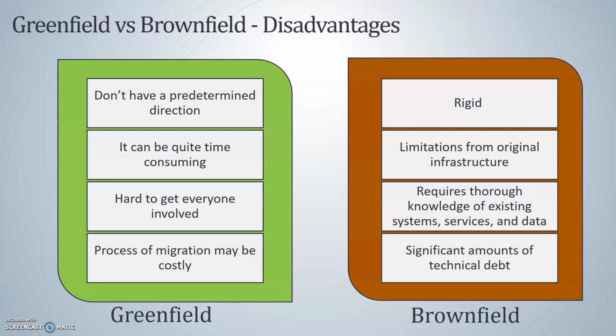There's a disadvantage to both. For greenfield, you don't have a predetermined direction because, like I said, it's starting from the ground up. It can be quite time consuming because you don't have any code that you can reuse and you have to analyze and design this from scratch. It can be hard to get everyone involved, and it can be costly because it takes more time, more resources, things of that nature. A disadvantage of brownfield is that it's rigid.